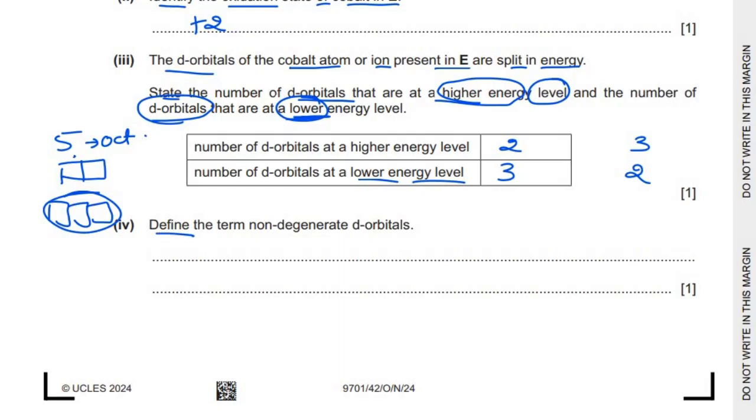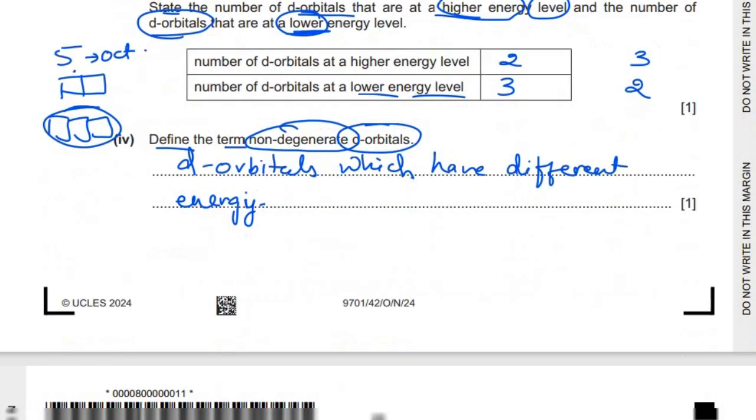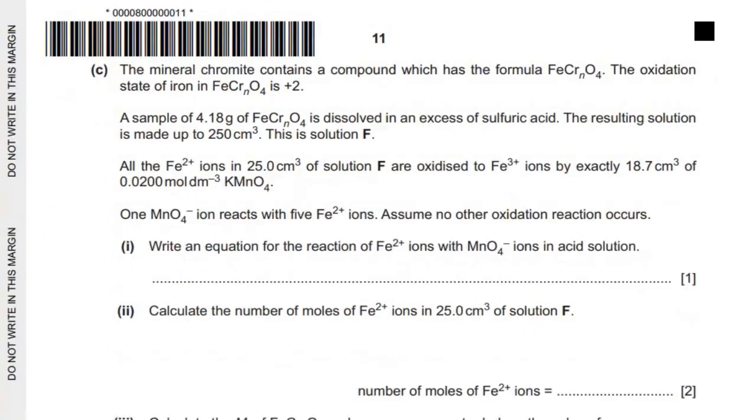Now define the term non-degenerate d orbitals. Non-degenerate d orbitals are the d orbitals which have different energies, or we can say different energy levels. So here we end with the definition of the term non-degenerate d orbitals. Let's see what comes next.